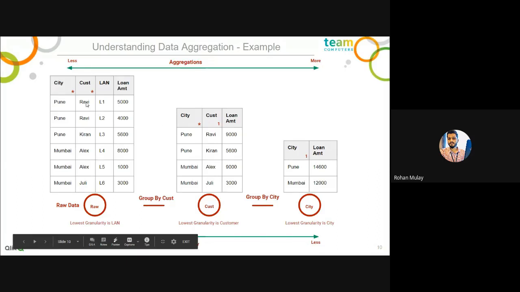You can see Ravi here, it was appearing 2 times. Now we can see Ravi only once. Why? Because I have grouped it based on what? I have used some aggregation function on the loan amount. So what I have done is I have summed up this loan amount. So now 5 plus 4 becomes 9, and Ravi is visible only once.